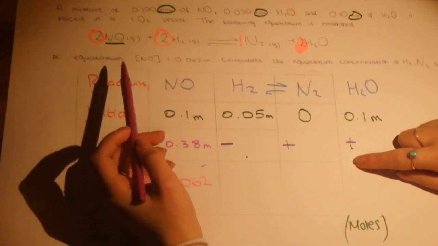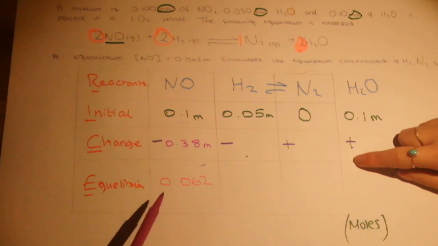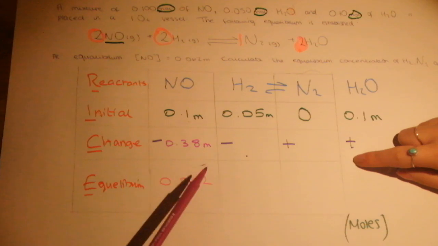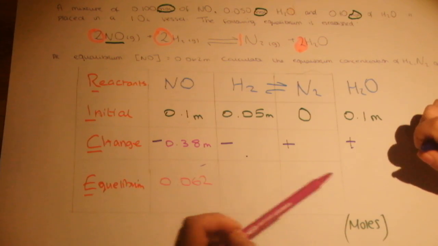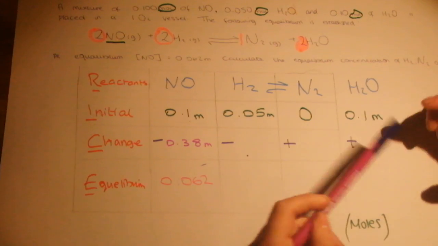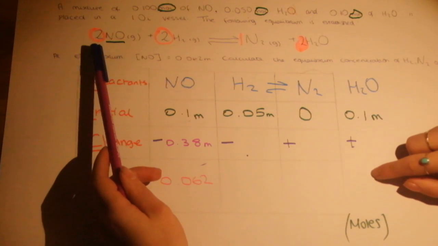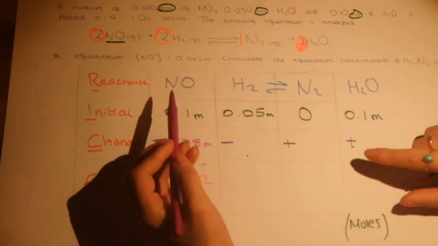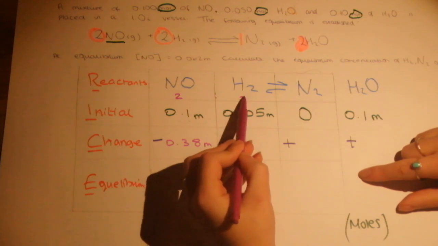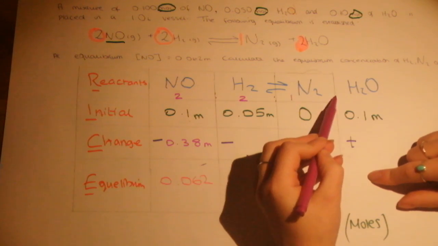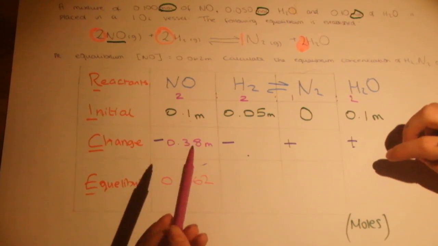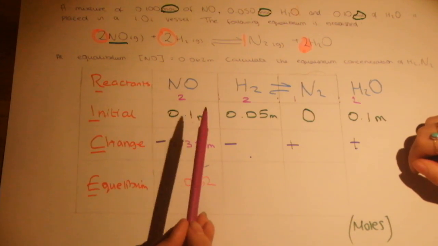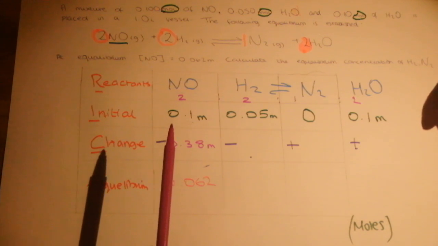So we have the initial here from the initial moles that we have in the question. We've got the equilibrium of NO, which is here, and we've worked out the change by taking the equilibrium away from the initial. So that's the minus 0.038. Here comes the molar ratio. So we have 2 to 2 to 1 to 2. So we write that here. We know we have 2 to 2 to 1 to 2. So we know that if it's the same molar ratio, which it is here, NO and H2 are both going to decrease by the same amount.